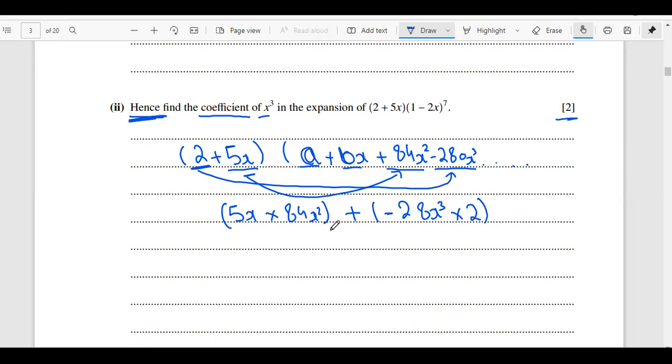Okay. Did you understand this? 5x with 84x squared, 2 with minus 280x cubed. Let's just simplify this. 5 into 84 would give you 420 x cubed, and this is 280, and this would give you 280 into 2. This would give you 560 x cubed. Okay. So what would be the difference? The difference would be minus 140 x cubed. So the coefficient would be minus 140.